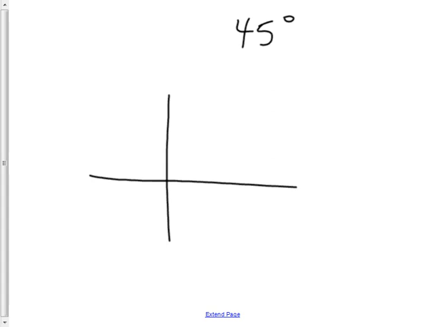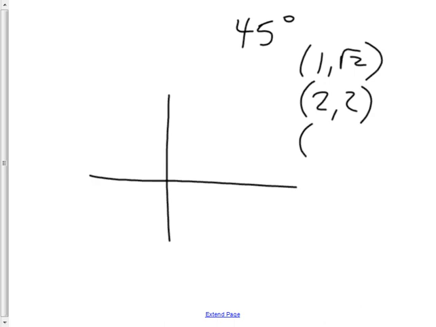Everybody draw it. You know where 45 is, right? Which of these 3 points could be on it? 1 comma square root of 2, 2 comma 2, or 0 comma 1.